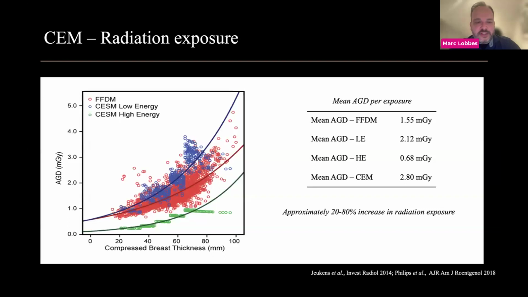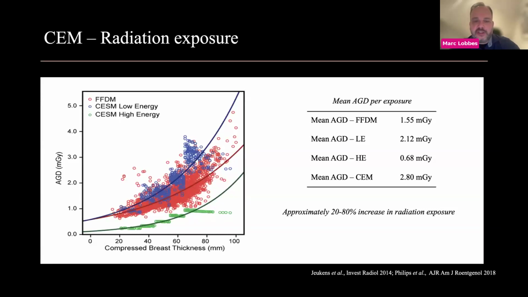Now, one of the first things that we're asking ourselves is, are we not giving too much radiation since we're doing double image acquisitions? Now, in one of our first studies with Cecile Jeukens that we did in Maastricht when I was working there, is using the first generation of system by GE Healthcare and comparing the low energy images, the high energy images, and the total of the two combined, and compare them with full field digital mammography.